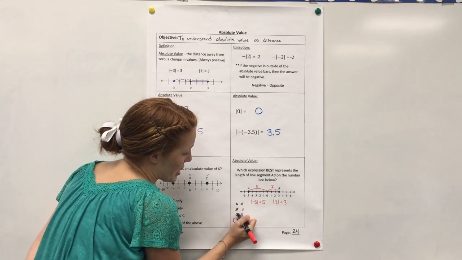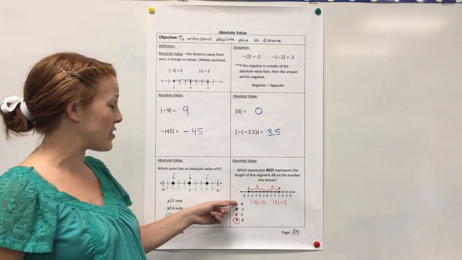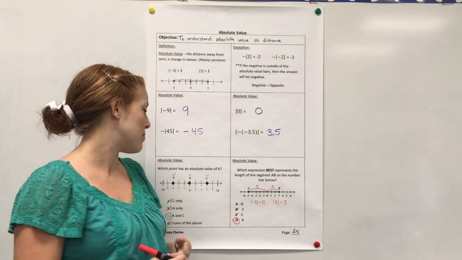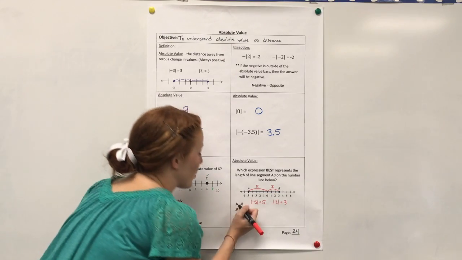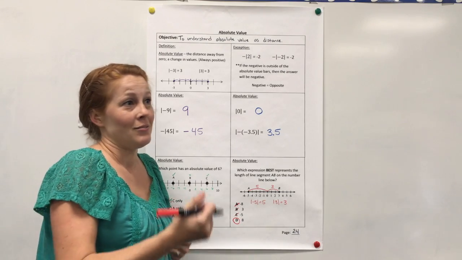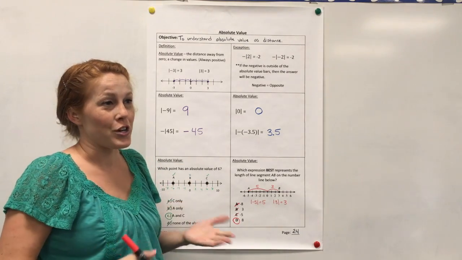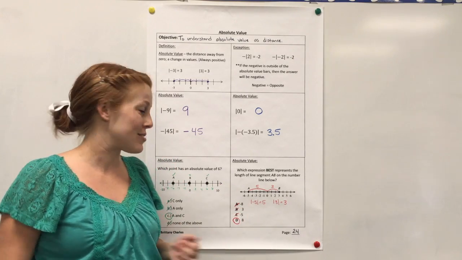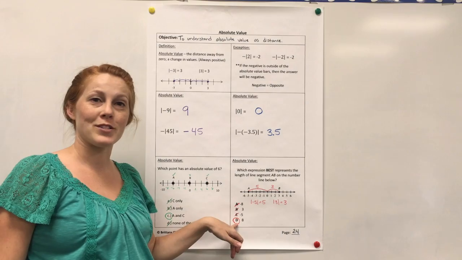It can't be B or C, and the reason it's not negative is because distance is always going to be positive. So that one we can cancel out because you're not going to have a negative distance. You can't go run negative 8 feet. You're going to run 8 feet. It might be in a different direction, but it's still going to be a positive distance. So D would be the best choice.